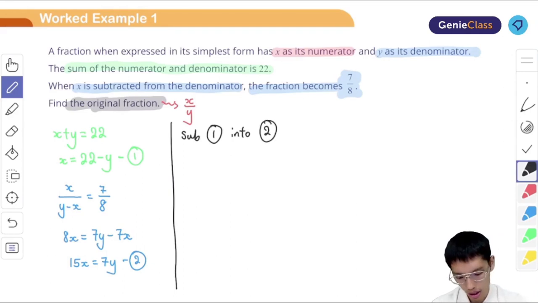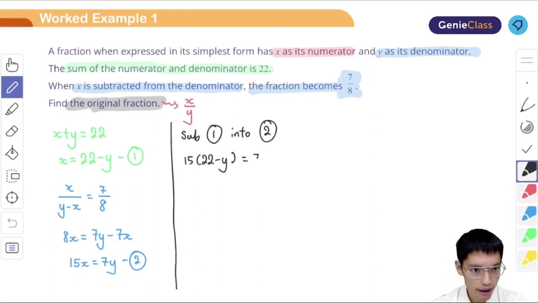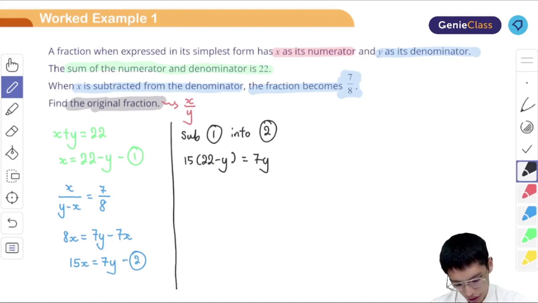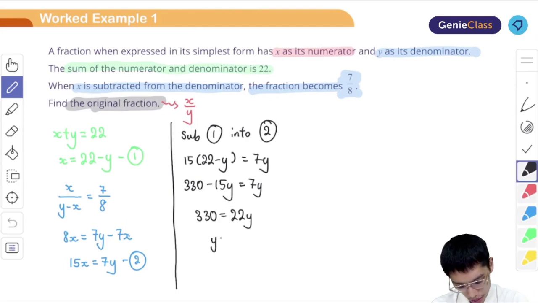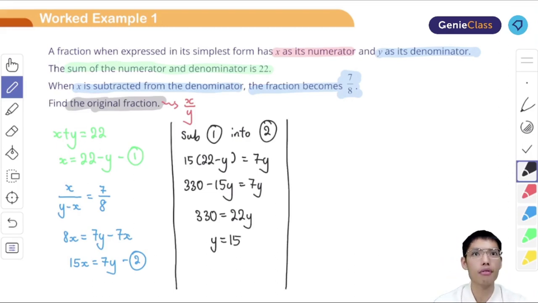Sub 1 into 2. So that's where I have 15(22 minus y) equals 7y. And the rest is just solving. 330 minus 15y equals 7y. And that's where I have 330 equals 22y. And lastly, y equals 15. Okay, now, y is not enough. Remember, when you solve simultaneous equations, you need to solve for every value.